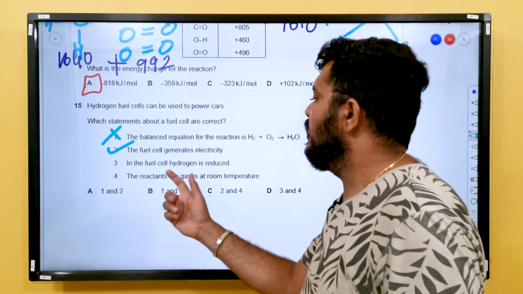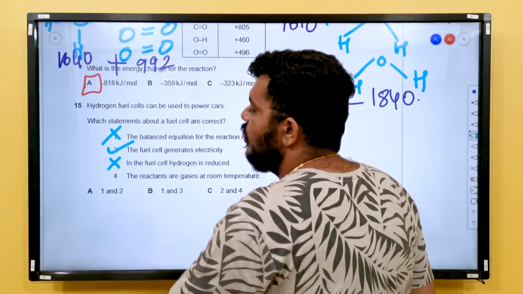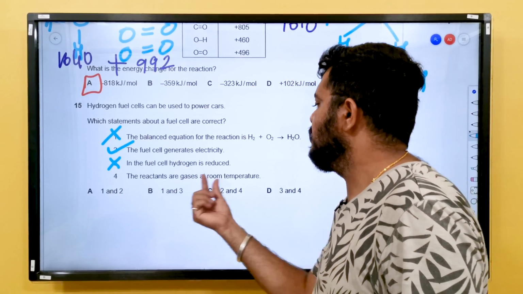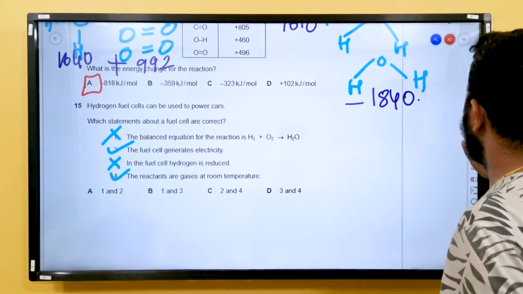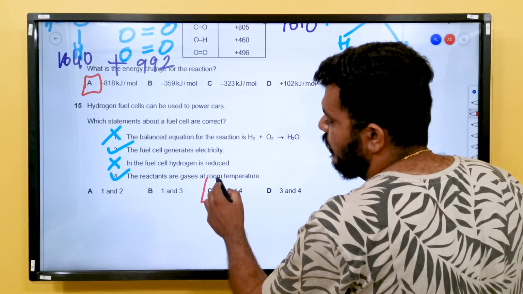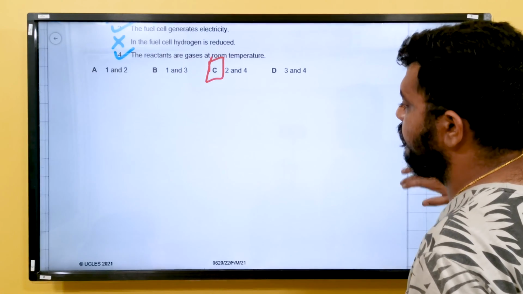In the fuel cell, hydrogen is reduced. No, hydrogen is oxidized. And the reactants are gases at room temperature. Yes. So your correct statements are 2 and 4. So your correct option is answer C.